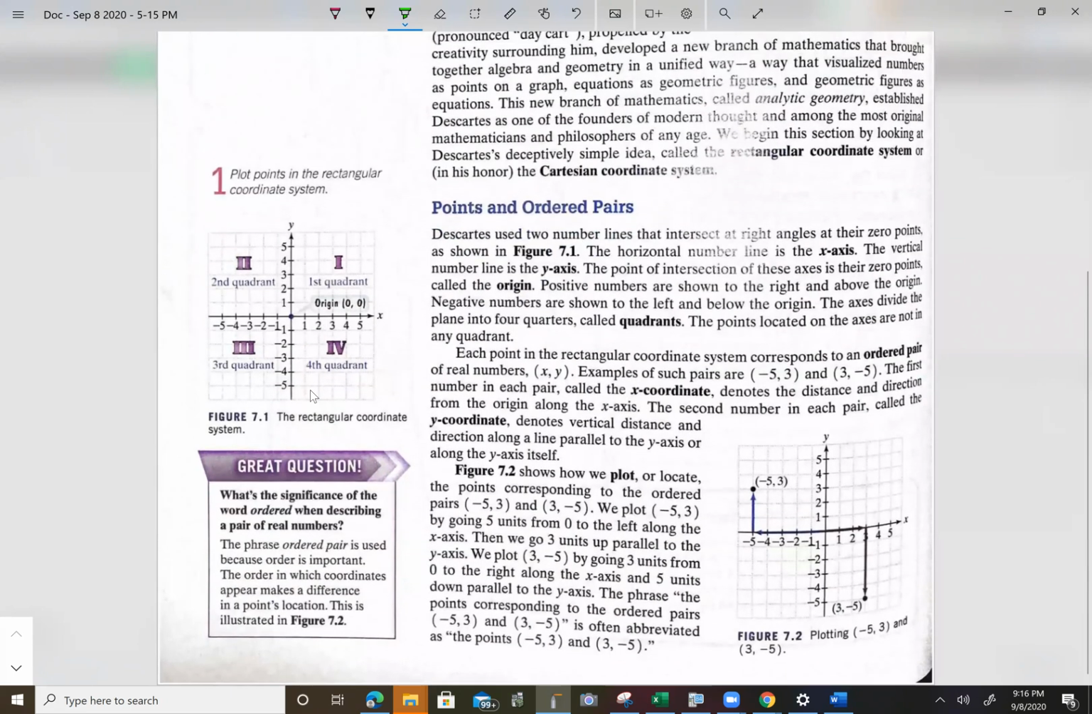It's talking about some things you should know about. You have the 4 quadrants. If you have your y-axis and your x-axis, you have quadrant 1, quadrant 2, quadrant 3, and quadrant 4. So just a little bit of vocabulary there. The origin here, of course, is in the middle of the graph, is 0, 0.